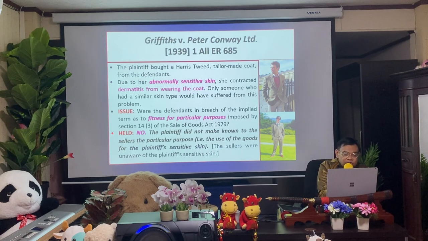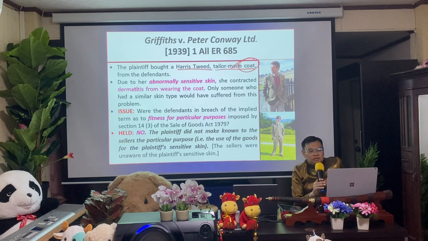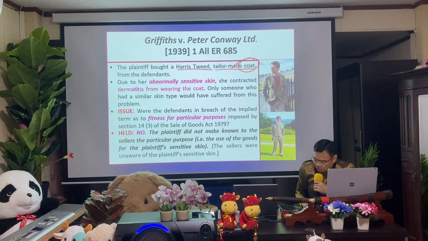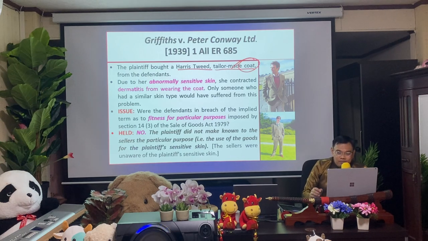In this case, it's for the sale of what? The sale of the Harris Tweed tailor-made coat in the UK. You know, the UK is also very famous for what? For branded clothes, including coats. Coats in the UK are very, very famous. I also like buying jackets and also coats in the UK, when I was a student over there. So Harrods, it is of course well known for selling the coats. And of course, the premium quality coats.